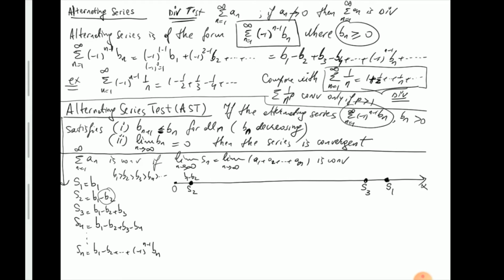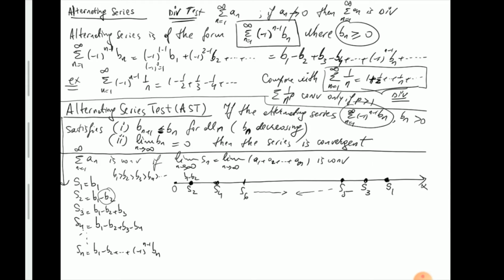And again, you can repeat the process, right? When you move on from S3 to S4, you're going to subtract something, but you're going to subtract something less than you added before. So you're going to land somewhere ahead of S2. So S4 will be here. And then keep on going, S5 will be here, S6 will be here.